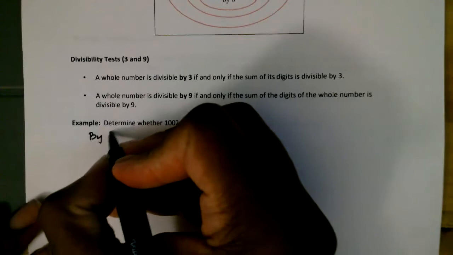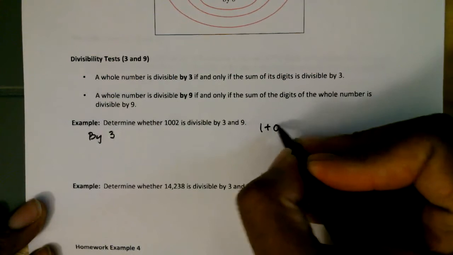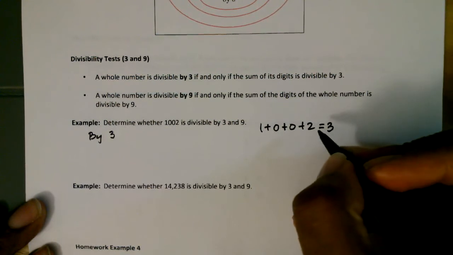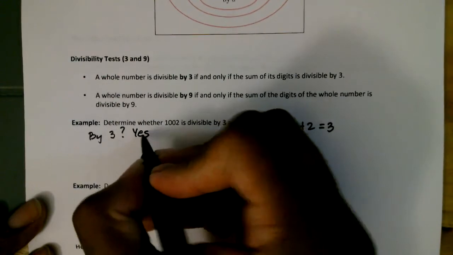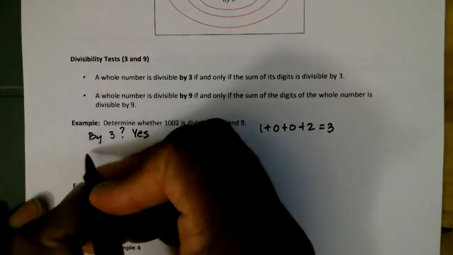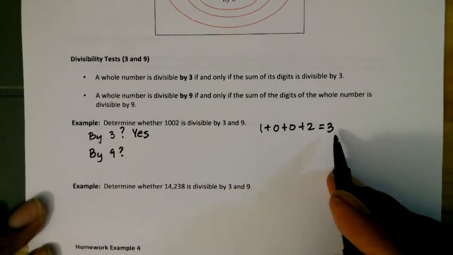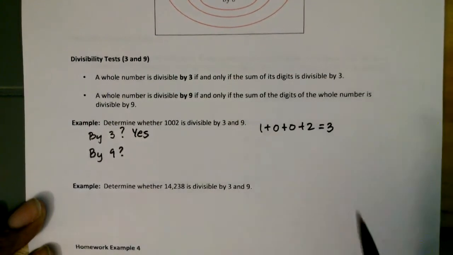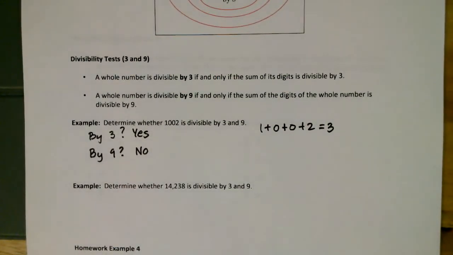Let's see, by 3. Well, if I take the sum of these digits in 1,002, this will be 1 plus 0 plus 0 plus 2. This will give me 3. And 3 is divisible by 3. So 1,002 is divisible by 3. But what about by 9? Well, the sum of the digits have to be divisible by 9. Well, the sum of the digits in 1,002 is 3. 3 is not divisible by 9. So that answer there will be no.